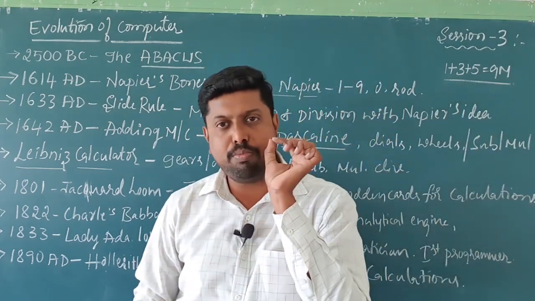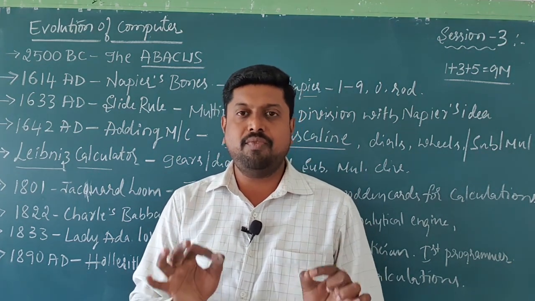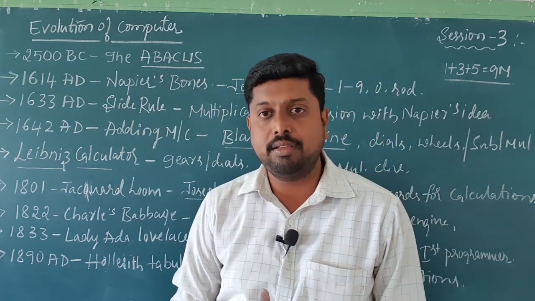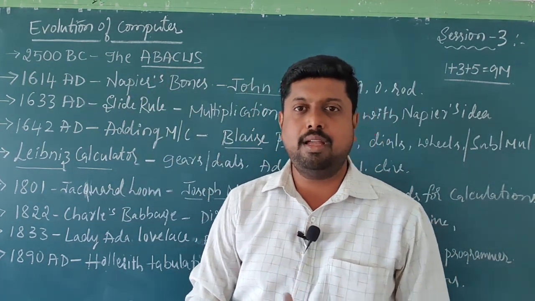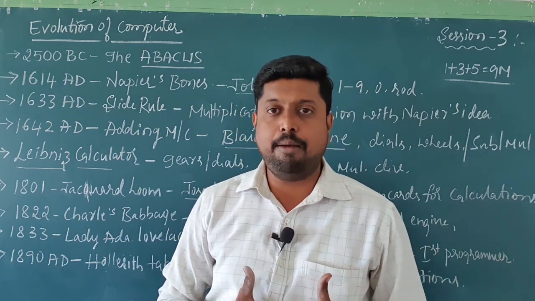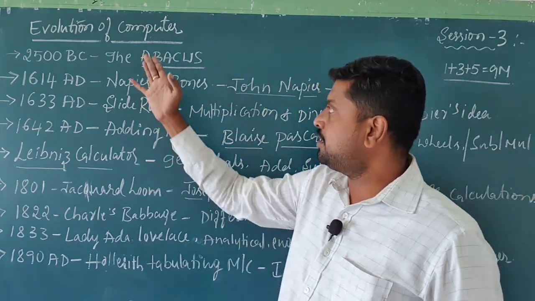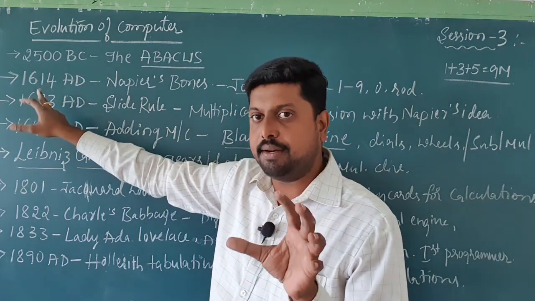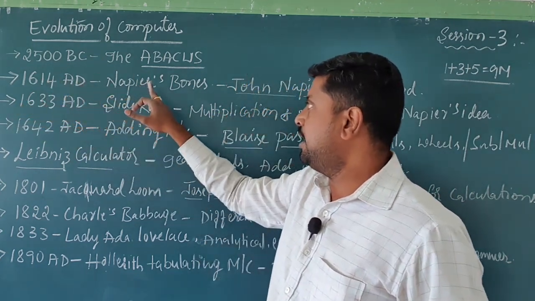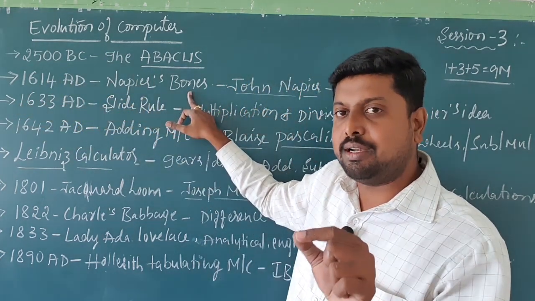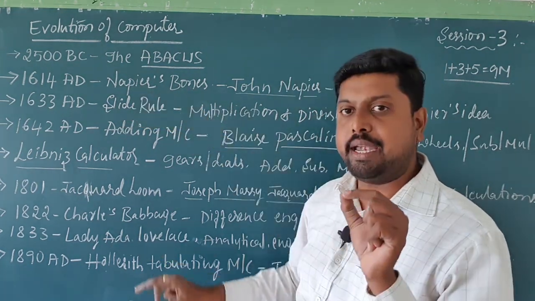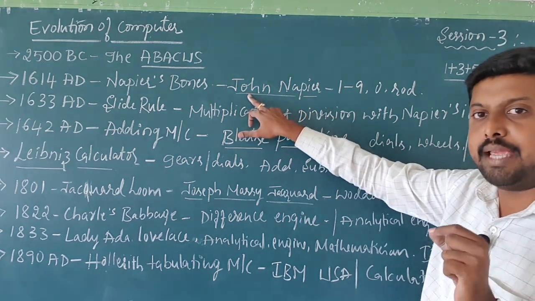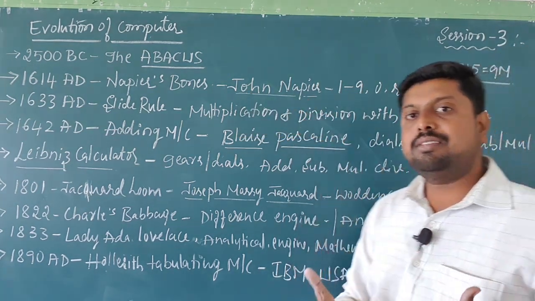For your examination, it is asked many times for 1 mark: which is the first calculating device? That is, abacus is the first calculating device, in 2500 before Christ. The device was invented by the Japanese. And after the abacus, in 1614 AD, remember the year for evolutions, 1614 AD, Napier bones is a particular device. Napier bones was invented by the scientist John Napier. That is for calculation.